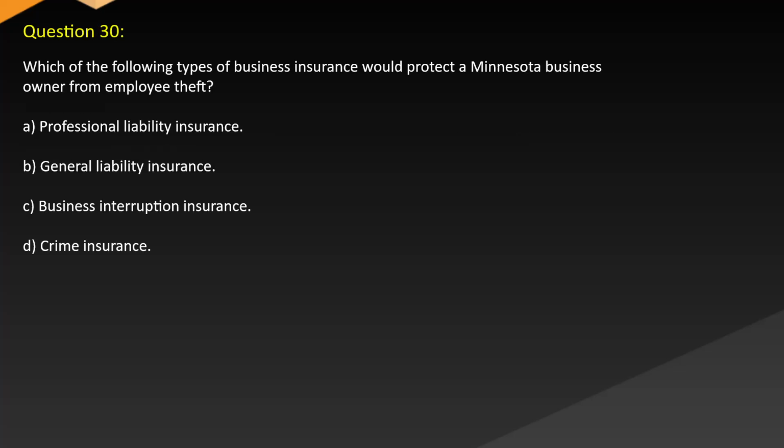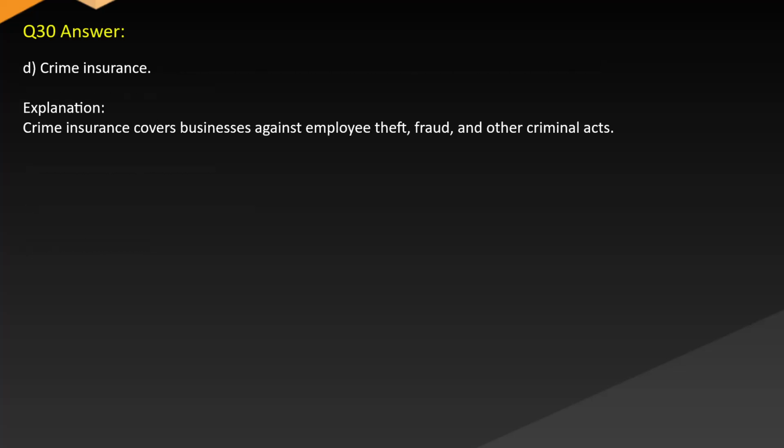Question 30. Which of the following types of business insurance would protect a Minnesota business owner from employee theft? A. Professional liability insurance. B. General liability insurance. C. Business interruption insurance. D. Crime insurance. Answer: D. Crime insurance. Explanation: Crime insurance covers businesses against employee theft, fraud, and other criminal acts.